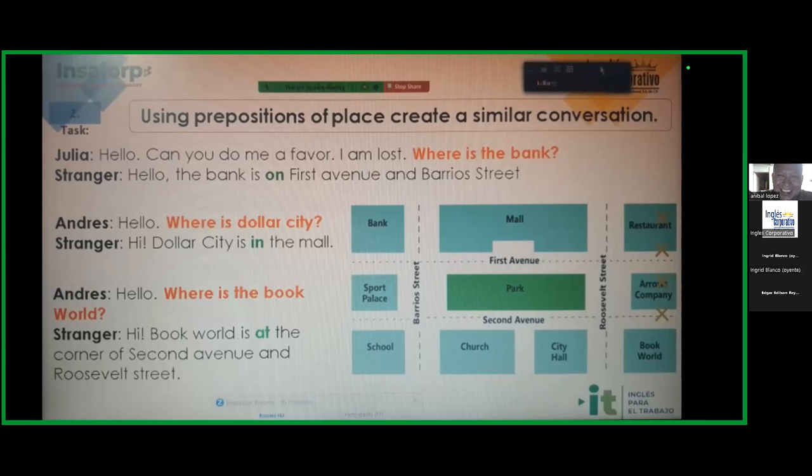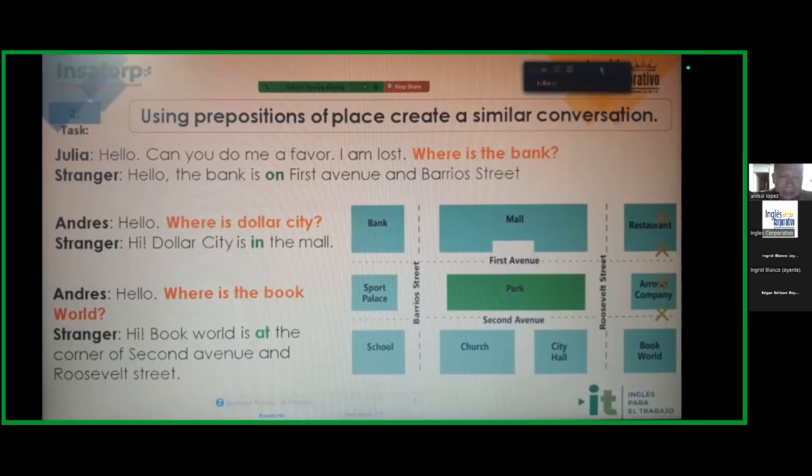Is on second. Ahí va la otra, Aníbal, en el chat. The school is on the second avenue. On the second avenue. Y la otra, in front of, me decía, the school is in front of. ¿De qué está? The church, the sport place. Sería the sport palace.